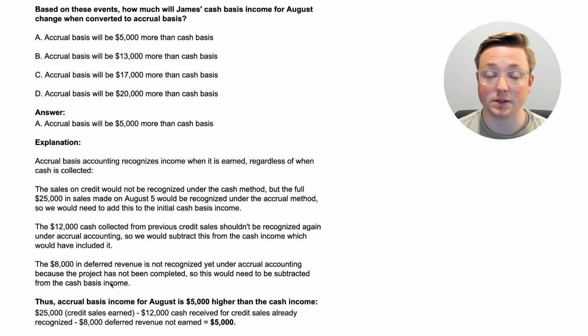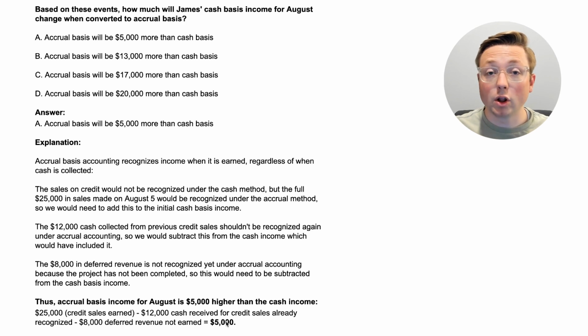Because the cash basis income says, I got $8,000, I don't care if I've earned it yet, I received $8,000. So cash basis income, if you're paying attention, has $12,000 and $8,000, $20,000 is the cash income so far. But if you're doing the accrual, you take the $25,000 credit sales earned, you subtract the $12,000 of cash received for credit sales already recognized, and then you subtract the $8,000 of deferred revenue that's not earned because you haven't earned that revenue, so you can't recognize it under accrual accounting. So if you do the math, that's $5,000 left, and that's the difference. That's how much higher the accrual income is going to be compared to the cash-based income.